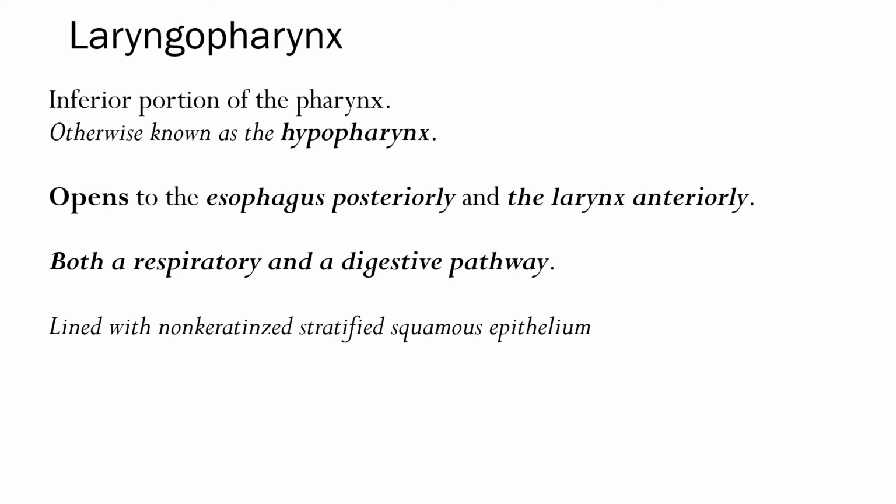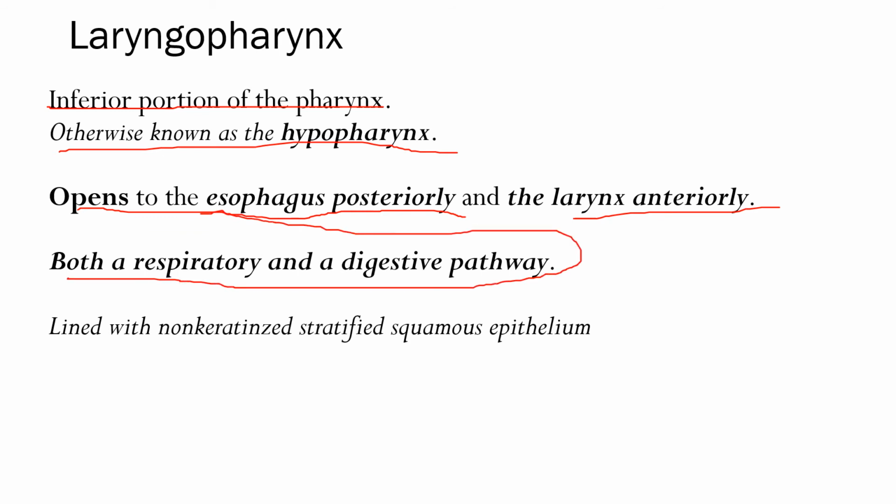The laryngopharynx is below this area now, so that's the inferior portion of the pharynx, sometimes called the hypopharynx, and it opens to the esophagus posteriorly. So you have two tubes now. Posteriorly is the esophagus, which is the food pathway, and anteriorly is the larynx, which will become the trachea. Both a respiratory and a digestive pathway. And this is also lined with non-keratinized stratified squamous epithelium.